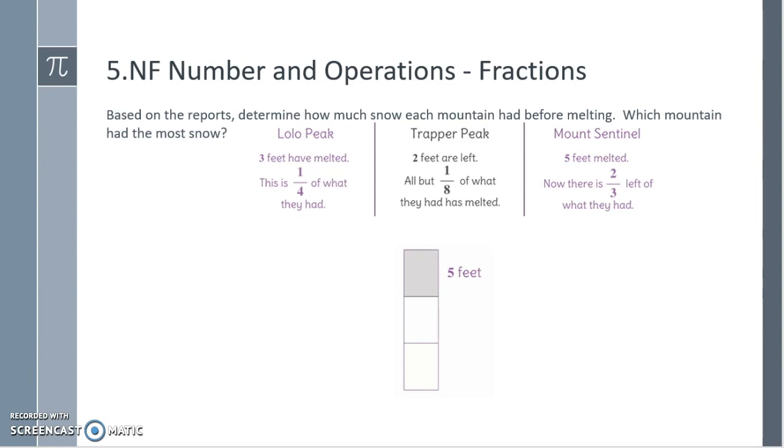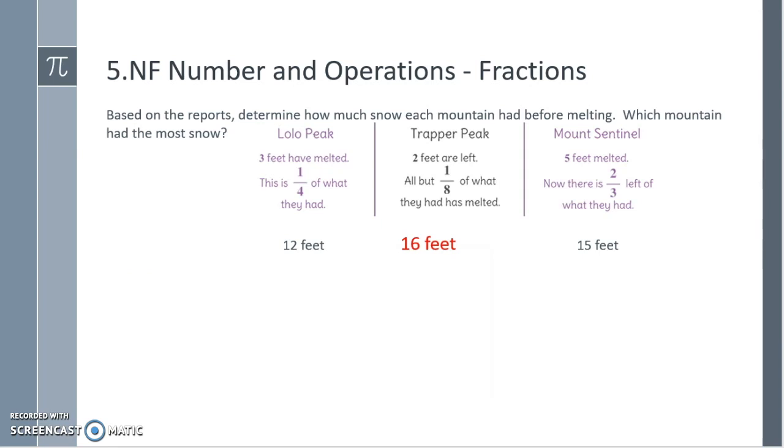Mount Sentinel had 5 feet melted. Now there is 2/3 left of what they had. That means that a third of what they had is equal to 5. So this is slightly different than the other two based on the wording, which is the same as 5 times 3, which is 15, because there are 2/3 left that we need to find, and if each third is equivalent to 5 feet, we would have 15 altogether.